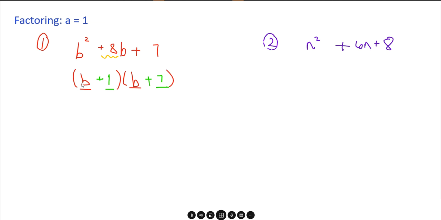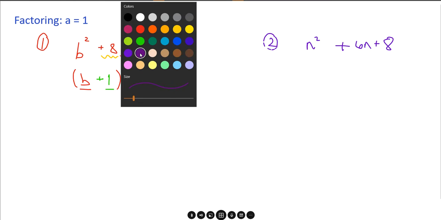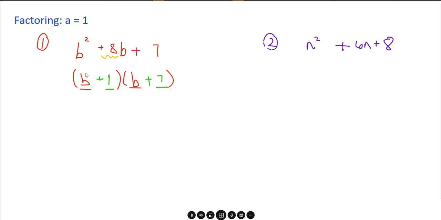So let me prove this to you, that these 2 numbers, since they multiply to get 7, and since they add up to get 8, if I multiply this whole expression back together, so I'm going to go ahead and FOIL here. First times first, b times b is b squared. If I do FOIL in that order, then I would do outside next. So that would be b times 7. That would be plus 7b.